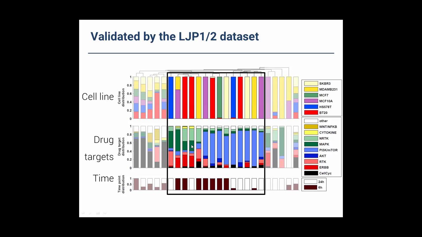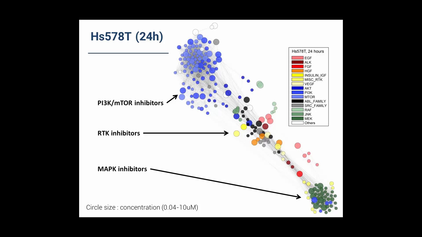So as we have clusters that are cell line specific, now we can focus on each cell line individually and try to understand what differs between them. So if we take, in this case, HS578T at 24 hours, what we see is that there are clearly two poles in that network. In that case, I removed the CDK inhibitors and focused only on the RTK, PI3K, mTOR inhibitors, and the MAPK inhibitors. Those two poles are basically on the top, the PI3K mTOR inhibitors that are clustering close to each other very consistently. On the bottom are the MAPK inhibitors. In the middle are a few RTK inhibitors that are either with one or the other, but not clearly clustered.